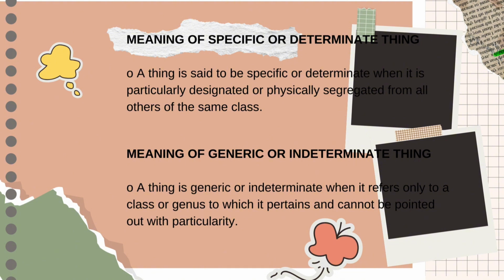So, the car I sold to X. Or it can also be the Innova Jade Green with plate number, for example, ABC 1234. That's specific or determinate. While generic or indeterminate things are things that refer only to the class or genus to which they pertain and cannot be pointed out with particularity. For example, a red car, it can be an Innova, a Vios, a Toyota, a Mitsubishi. So, basta red car. It is not specific, not precise, not this particular one. It is generic only. Okay?